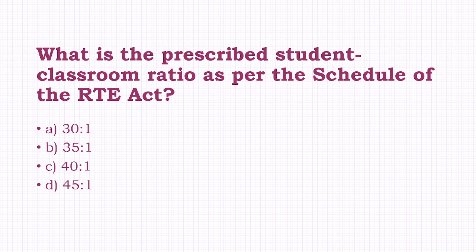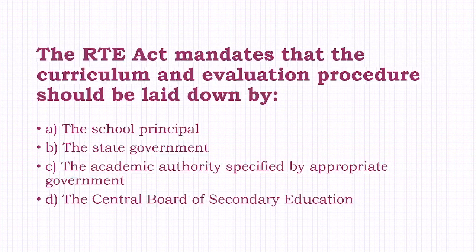What is the prescribed student-classroom ratio as per the schedule of RTE Act? 30:1, 35:1, 40:1, 45:1. Answer of this question is option C, that is 40:1.